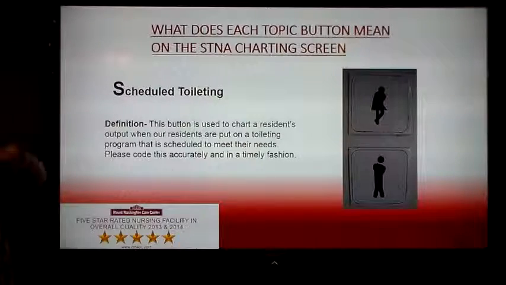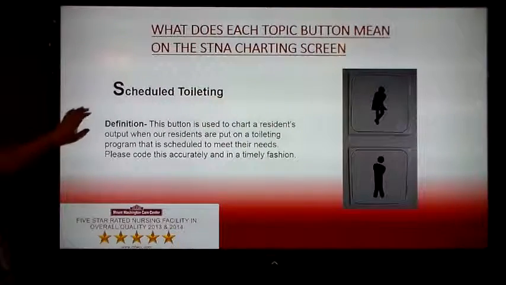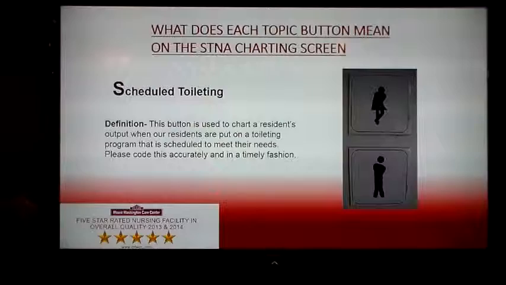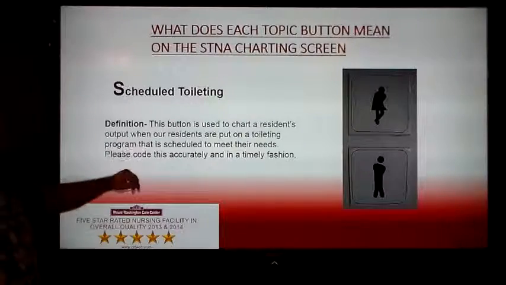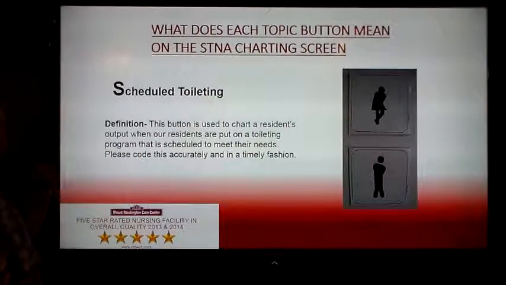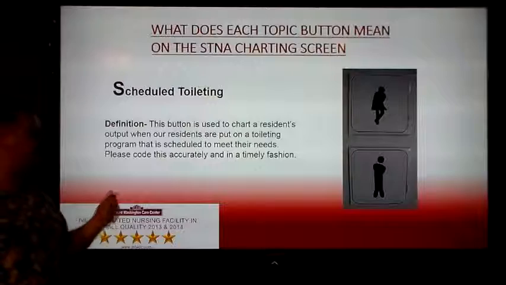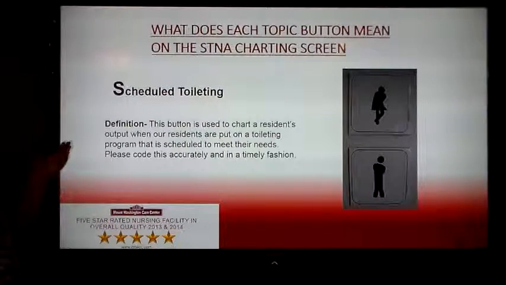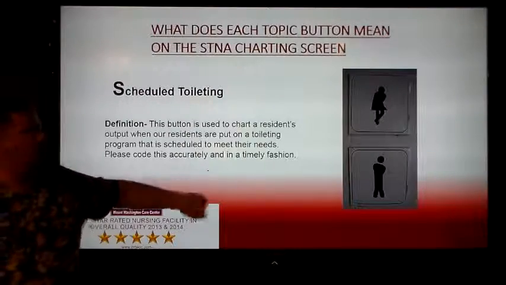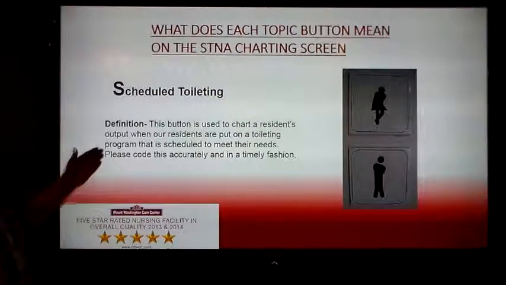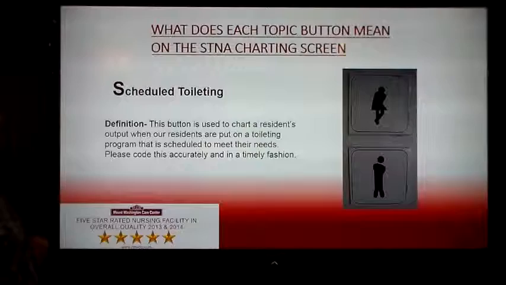Scheduled toileting. This is what the resident may be placed on after following through with the bowel and bladder assessment. This button is used for charting a resident's output when our resident is placed on a toileting program that is scheduled to meet their needs. Please code and chart this accurately and in a timely fashion. This is one of the reasons why it is important to chart at least every 2 hours.